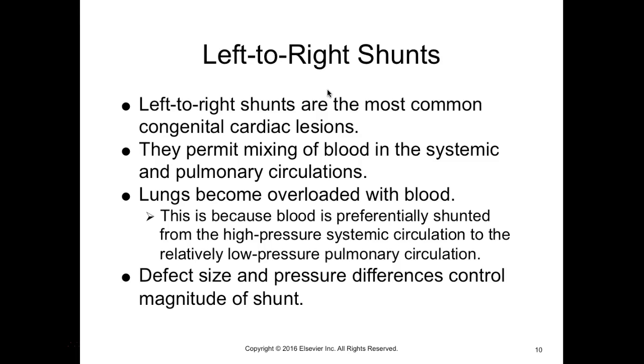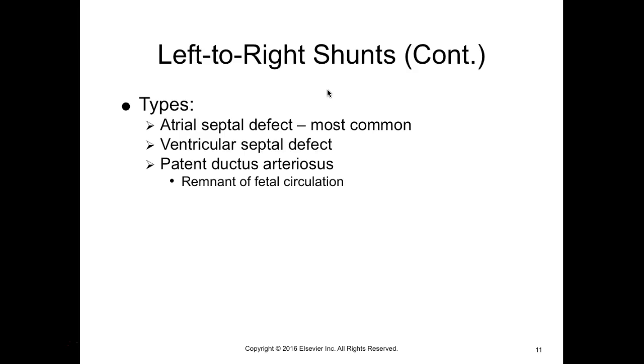They're the most common of all congenital cardiac lesions. They permit mixing of the blood in the systemic and pulmonary circulation, so the lungs become overwhelmed with blood. This is because blood is shunted from the high pressure systemic circulation to the relatively low pressure pulmonary circulation. The defect size and pressure differences control the magnitude of the shunt, and a lot of people have surgery to have that closed. There are atrial septal defects, which are the most common, where the two atria are communicating.